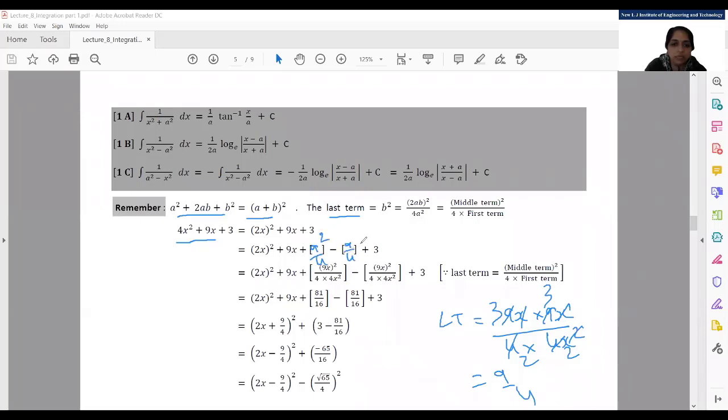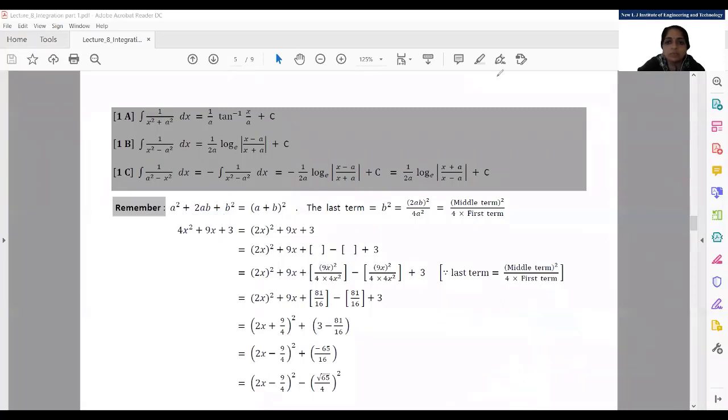And if I subtract 9 by 4 whole square, that is 81 by 16, right? So this is my perfect square: square root of the first term, sign of the middle term, and the square root of the last term. So this is a plus b whole square. And this one is 3 minus 81 upon 16, so minus 65 by 16. So we keep this as a square minus b square. Okay. So we will use this trick for the upcoming examples.